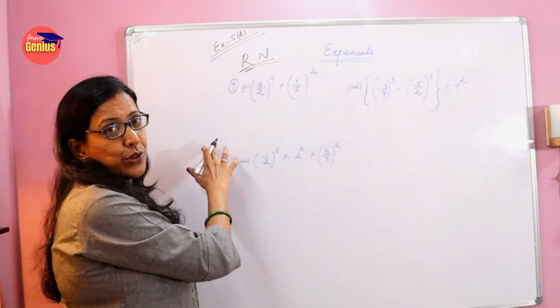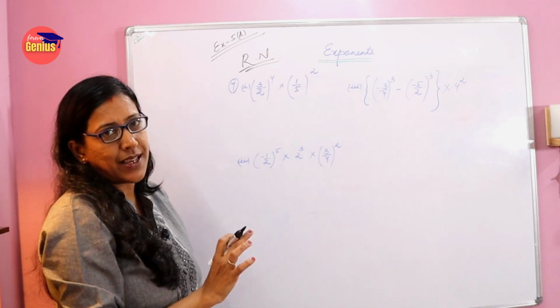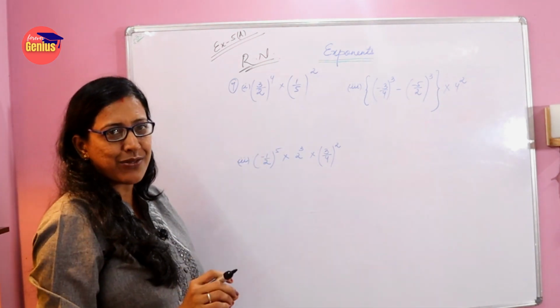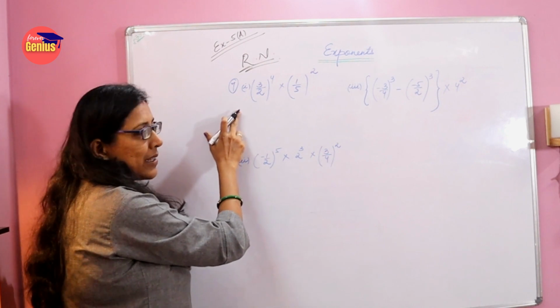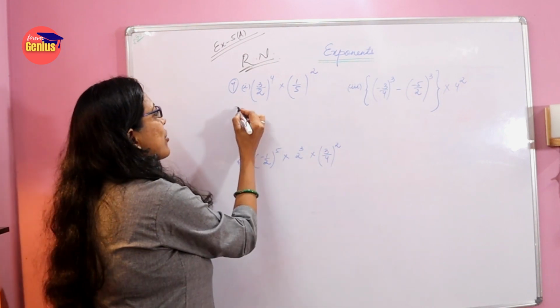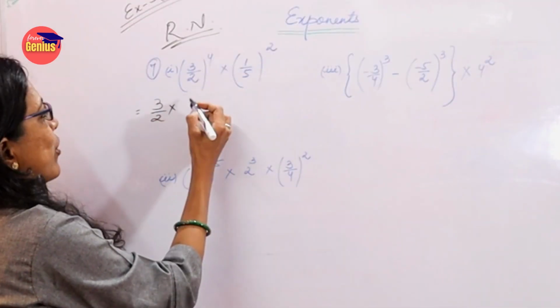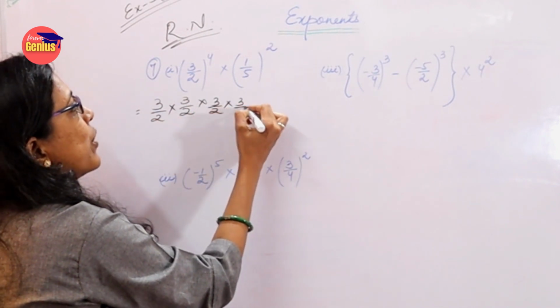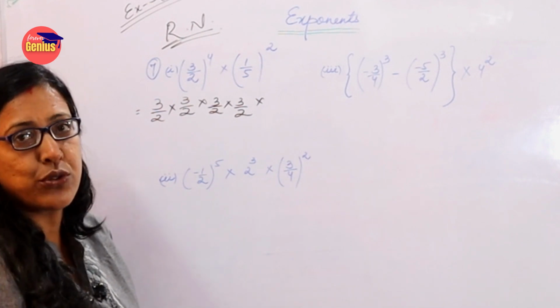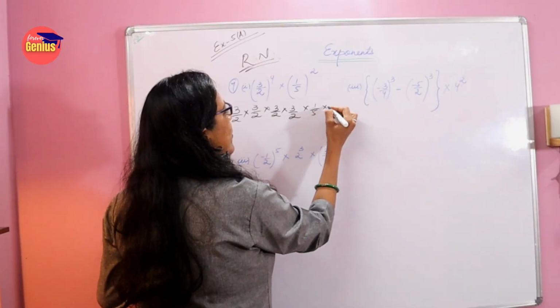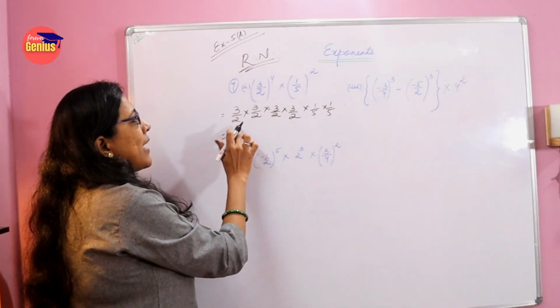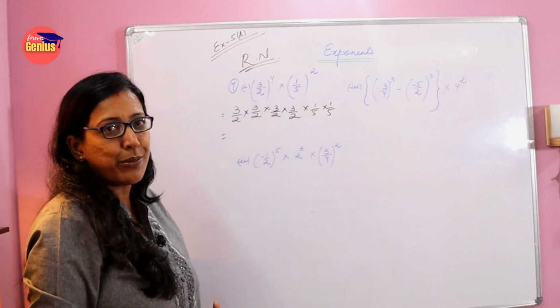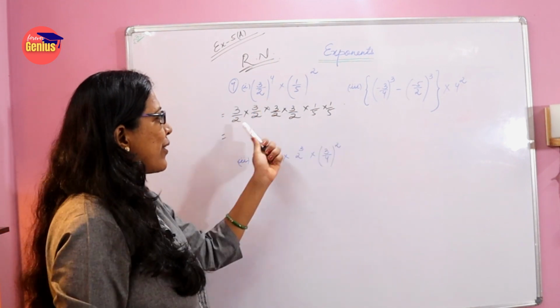So 3 by 2 to the power 4. We cannot deduce anything because they are not in any of the tables. We will apply the rules of fractions here. So 3 by 2 will be written 4 times: 3 by 2 into 3 by 2 into 3 by 2. Now this is 1 by 5, written 2 times: 1 by 5 into 1 by 5. Let's see if we can cancel any of the numerator or denominator. But unfortunately we cannot cancel anything.